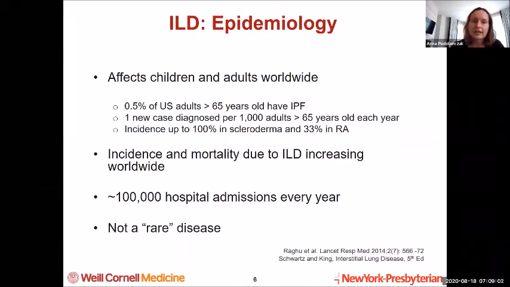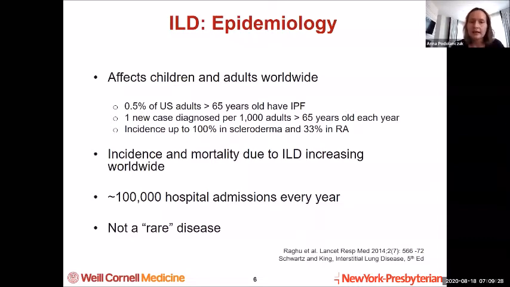And in certain types of conditions, like autoimmune conditions such as scleroderma or rheumatoid arthritis, up to 33% of patients with rheumatoid arthritis might have interstitial lung disease. And in some studies, up to 100% of patients with scleroderma might have interstitial lung disease. So if you see patients with those conditions, you should have a high index of suspicion for underlying interstitial lung disease.